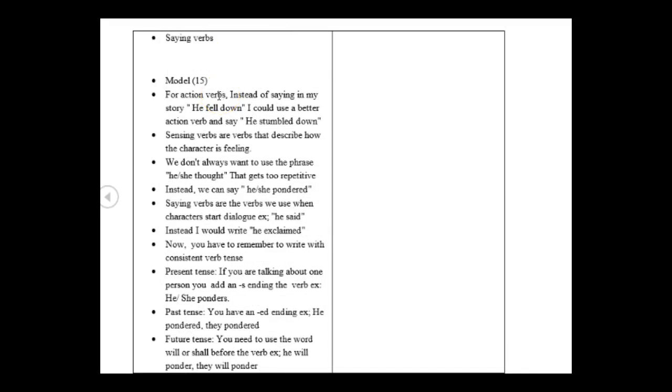Everything that you provide here are actually just synonyms, okay? Stumbled for fell, pondered for thought, exclaimed for said. So if I know some big fancy words and some synonyms, I listen to this lesson plan and I go, oh, okay, I can do that.